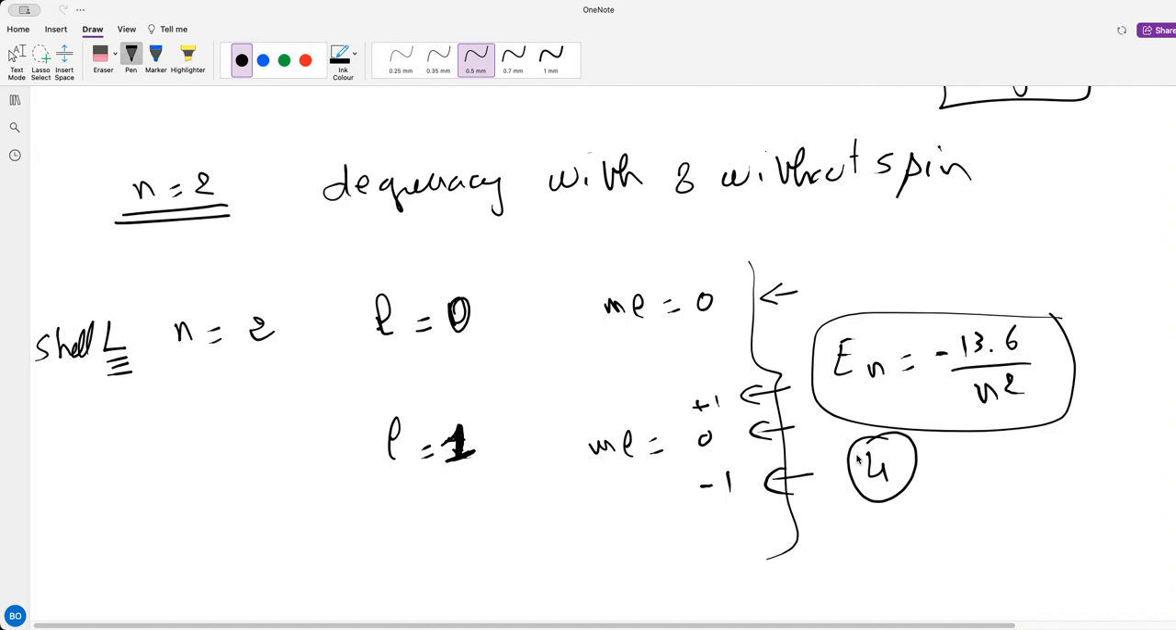Yes. Now, if I ask you, what is the degeneracy including the spin? Multiply by 2. Exactly, because for each one, this one will have 2 possibilities, this one 2, this one 2, this one 2. So it will be 8. This means there are 8 wave functions that will give you exactly the same energy. Any question?